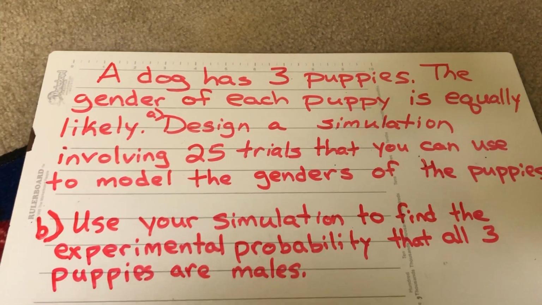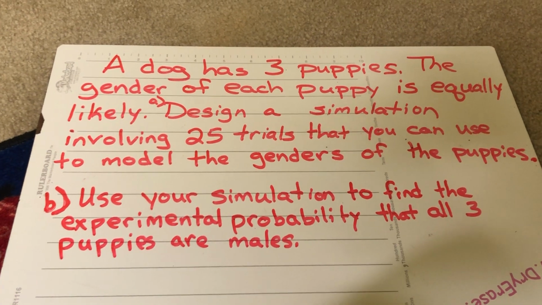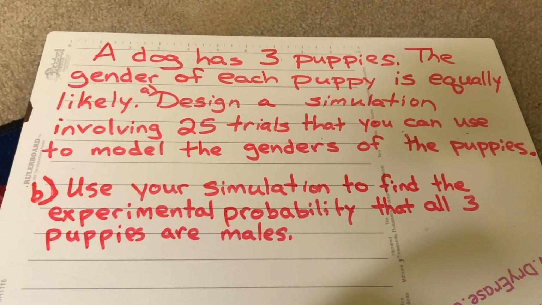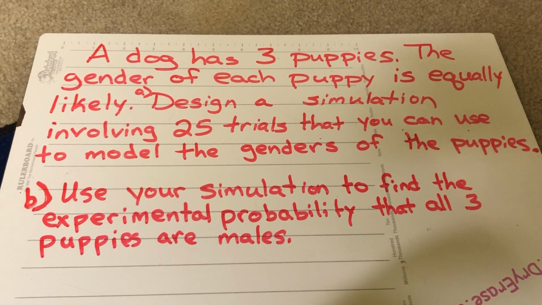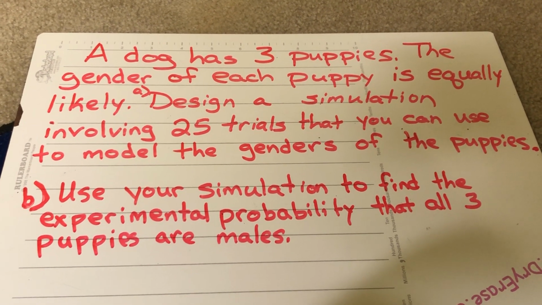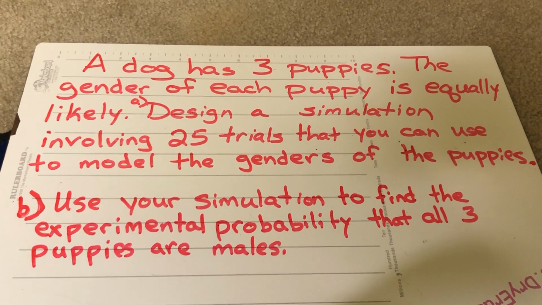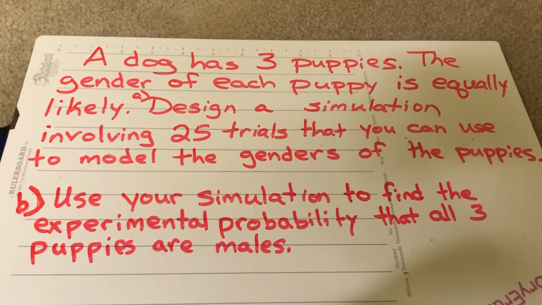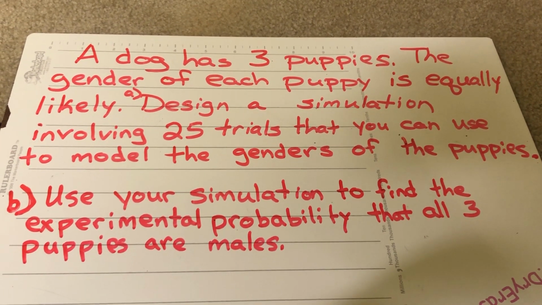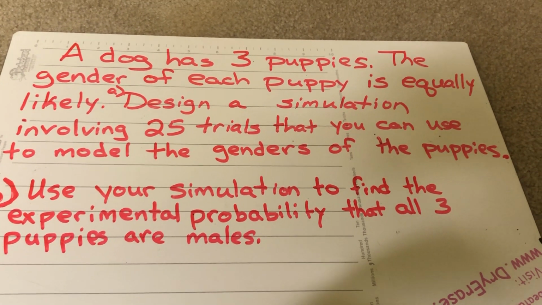All right, seventh grade. So we are finishing up chapter 7 today, and it talks about here a dog has 3 puppies. The gender of each puppy is equally likely. Okay, so it's a 50-50 chance for each of the 3 puppies to be male or female. Decide a simulation involving 25 trials that you can use to model the genders of the puppies.